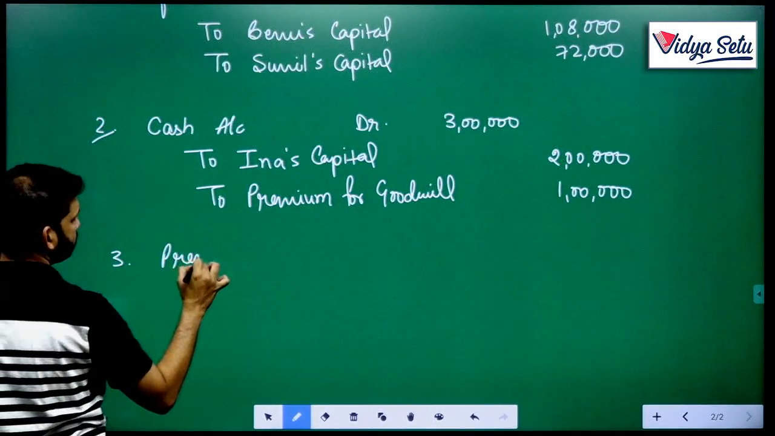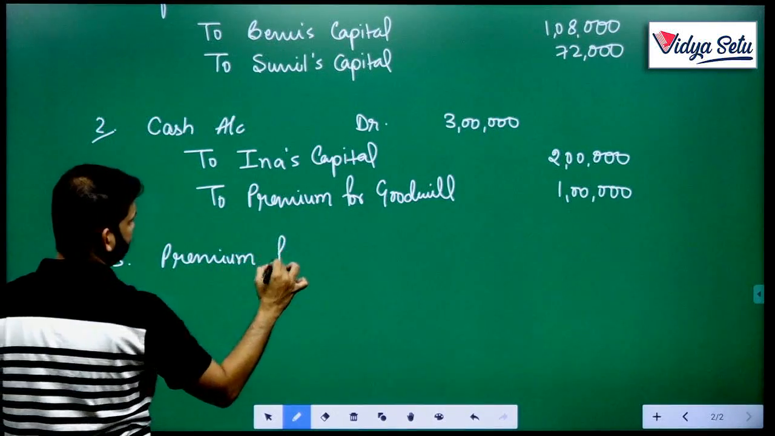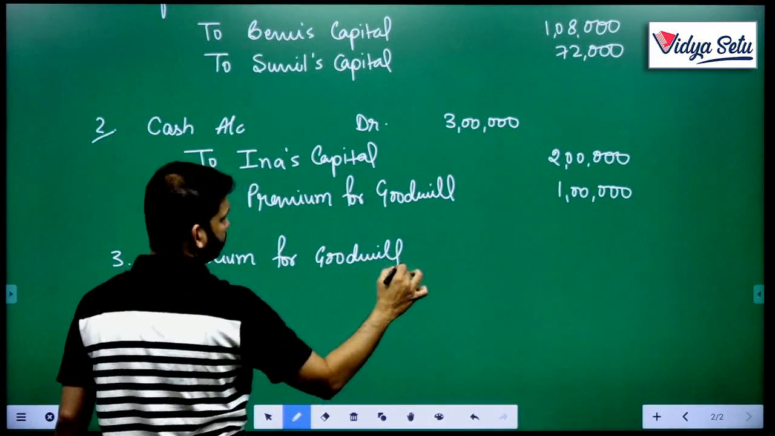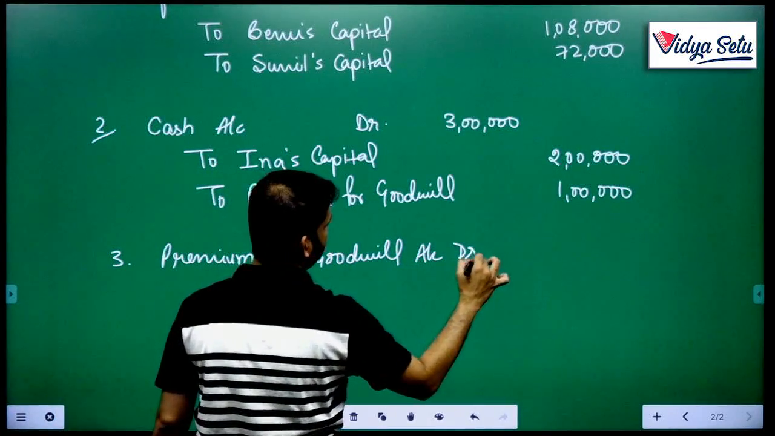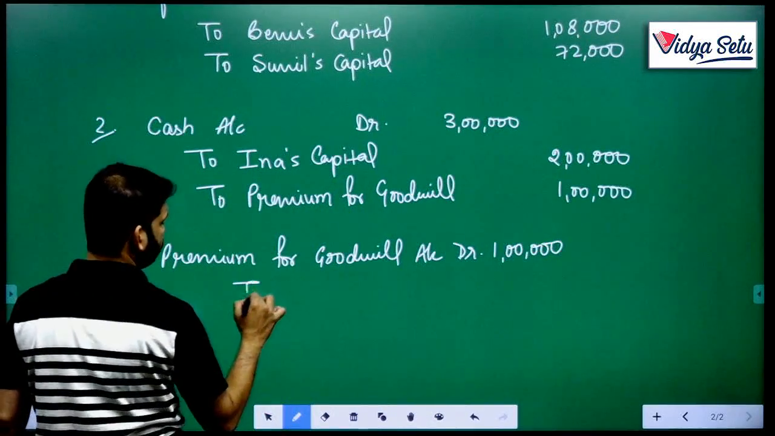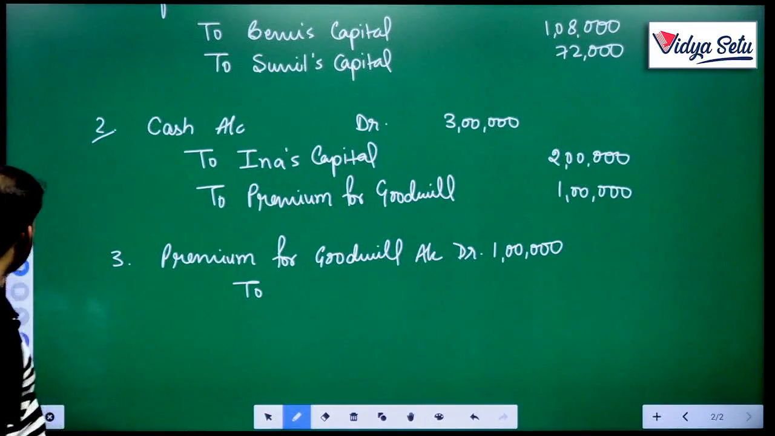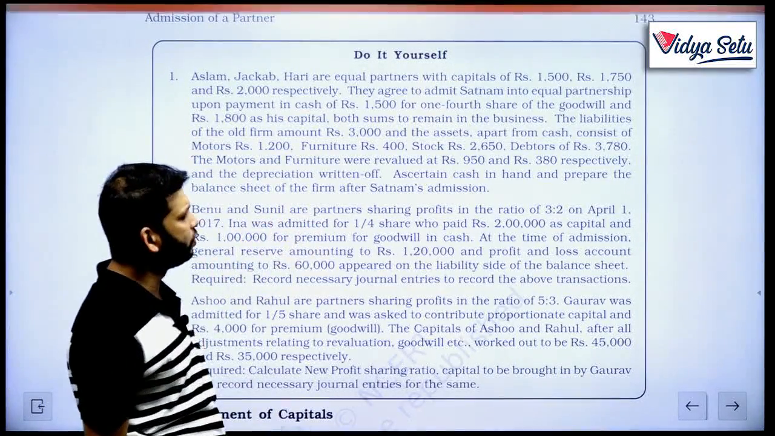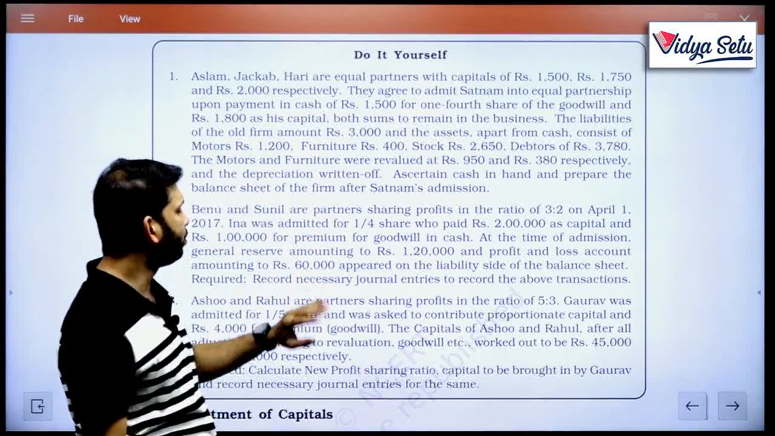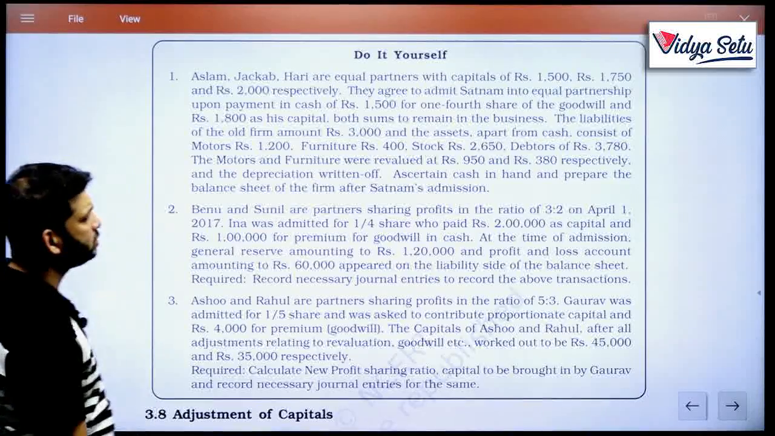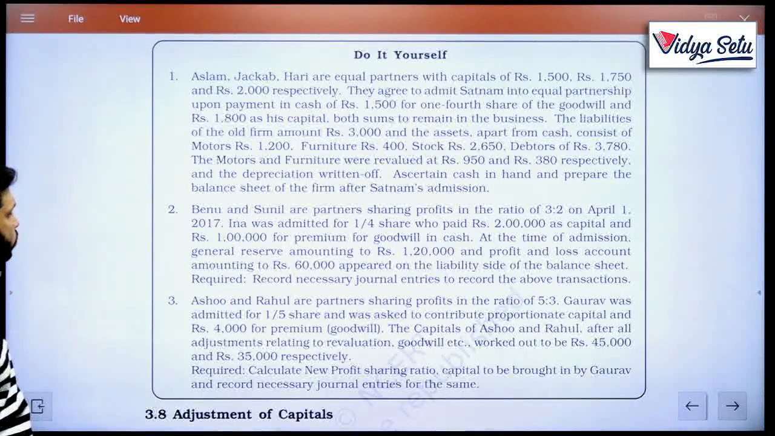So premium for goodwill account debit 1 lakh to, now we need to find out who are sacrificing. Is there any information given? We just know that Ina is coming for 1/4 share. Who's giving how much is not mentioned. That means the old ratio becomes the sacrificing ratio, that is 3:2. So we just have to do that and the question will be over.